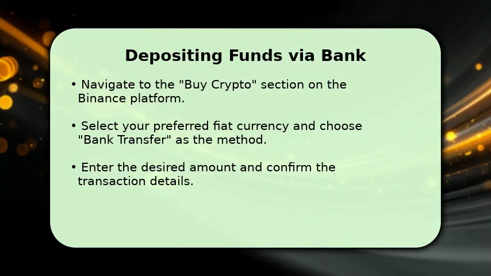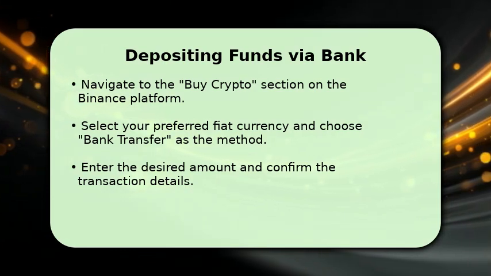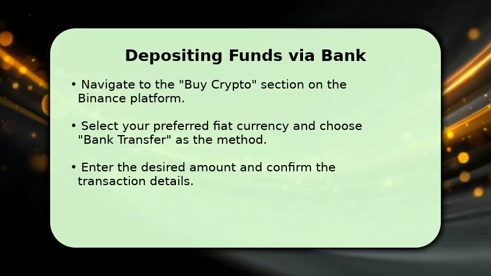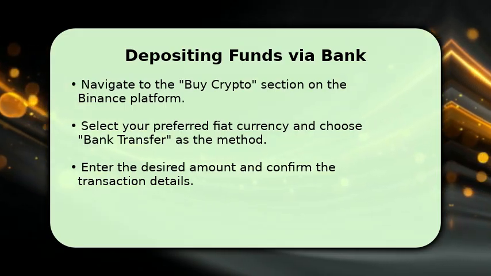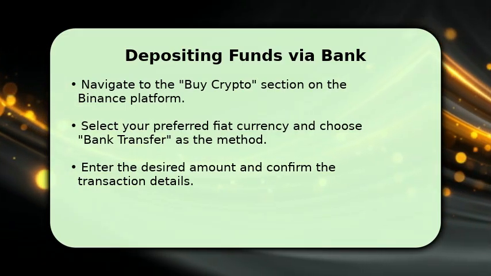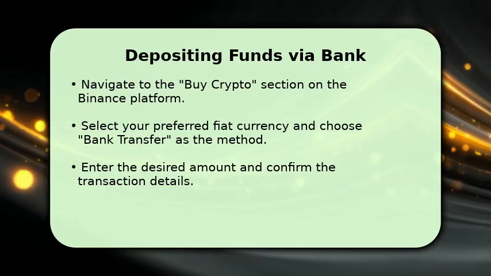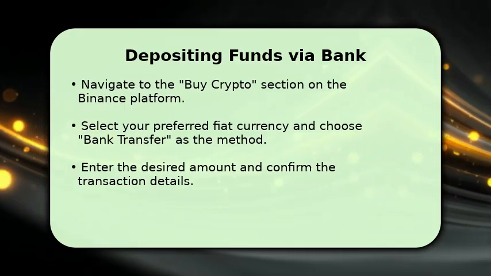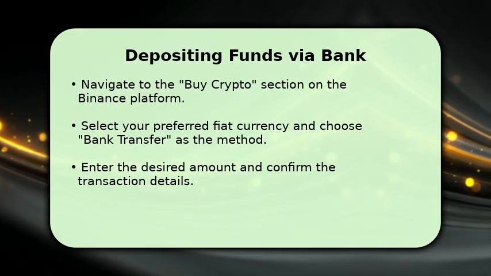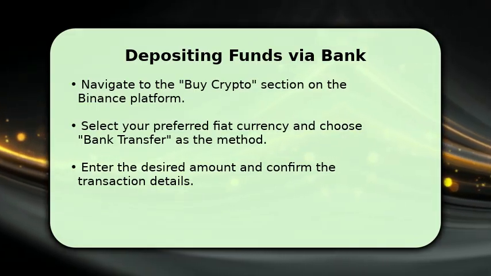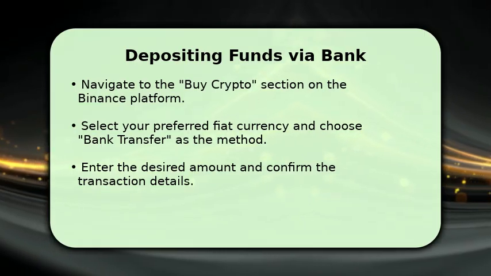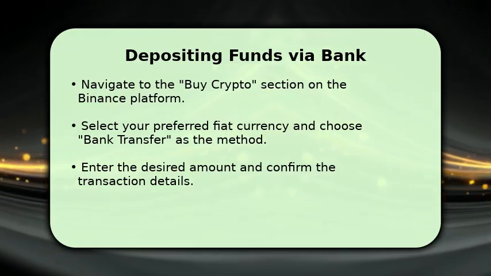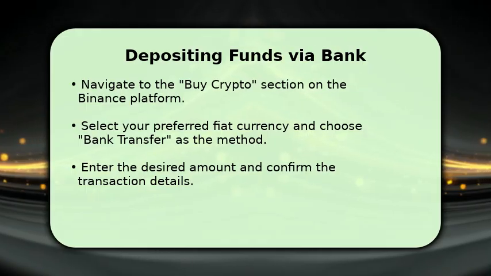To deposit funds, first log into your Binance account and find the Buy Crypto section. Here, you'll select your local fiat currency, like US dollars or euros. Then, choose bank transfer as your payment method. You'll enter the amount you wish to deposit, typically with a minimum of 10 units of your currency, and confirm the details. Follow the on-screen instructions to complete the transfer from your bank.